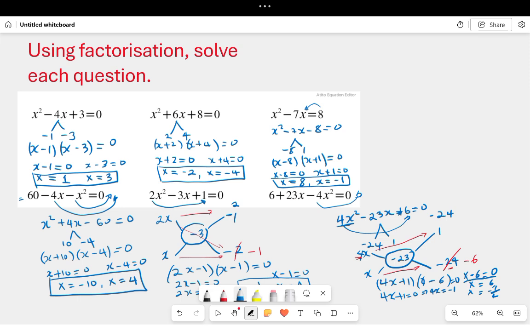So therefore, these two are the solutions. I'm going to repeat writing the solution here. x is equals to negative 1 over 4. It is not clear in my other solution there.